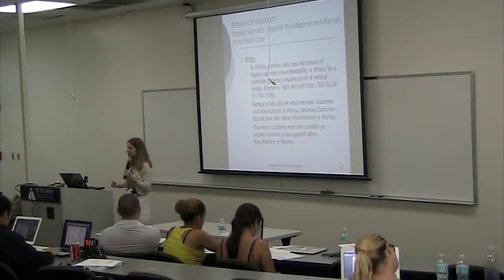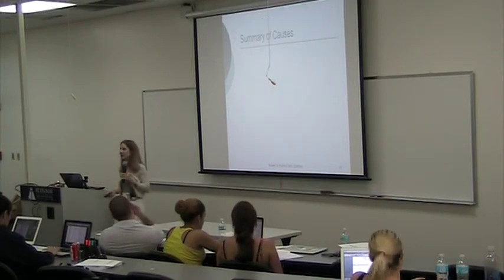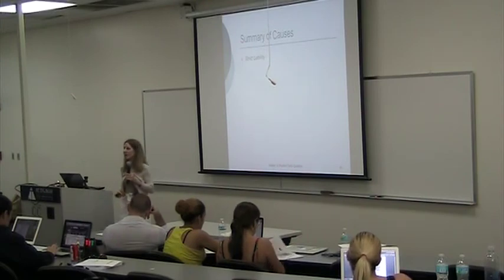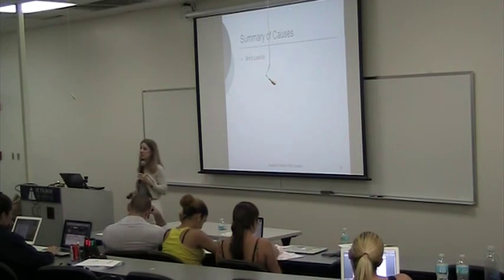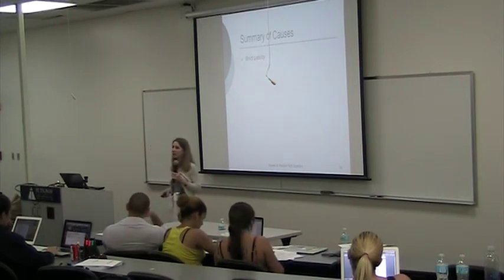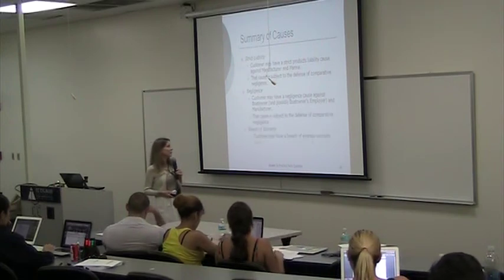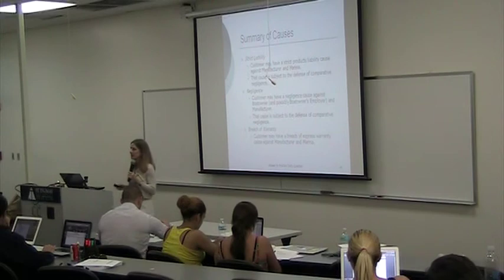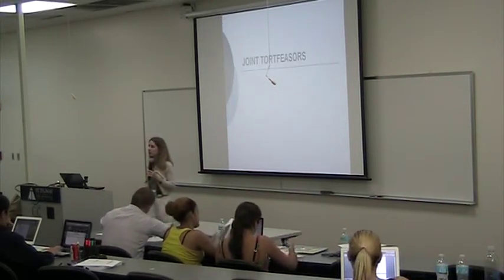One final comment, the defenses are going to be the same. That's what's interesting. So even though it looks like it's a contract-based cause of action in the context of products liability, you're going to still consider comparative negligence. So I've summarized my causes of action, but then I have one last thing. Don't forget about the one last thing, which is our joint tortfeasors.